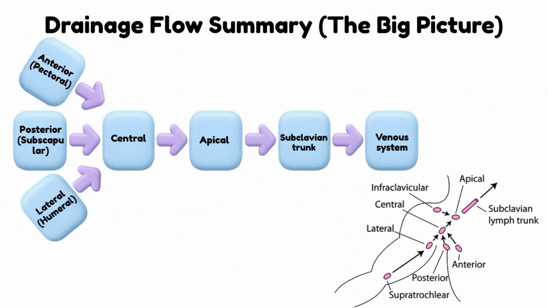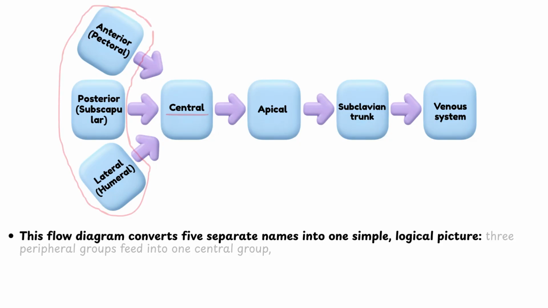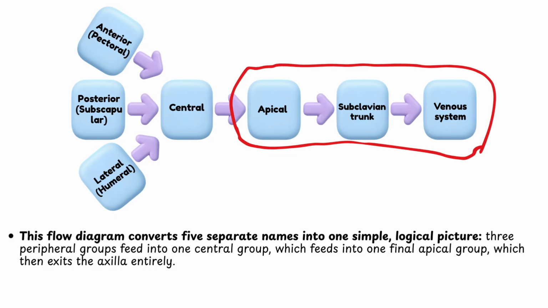Finally, this is the drainage flow summary of axillary lymph nodes. The big picture. This flow diagram converts 5 separate names into one simple, logical picture. 3 peripheral groups feed into one central group, which feeds into one final apical group, which then exits the axilla entirely.